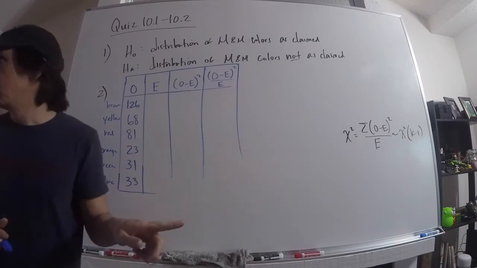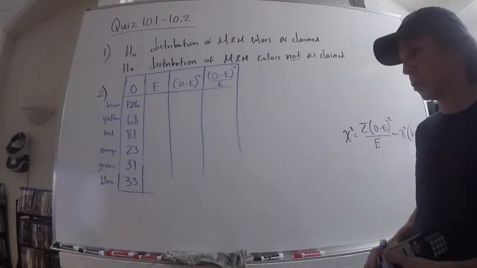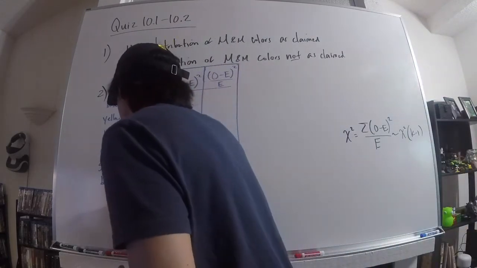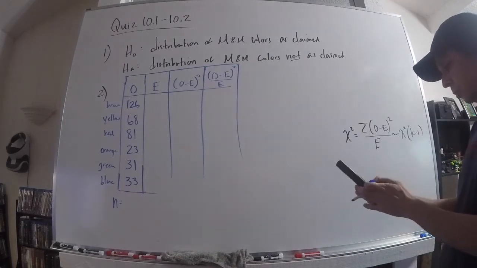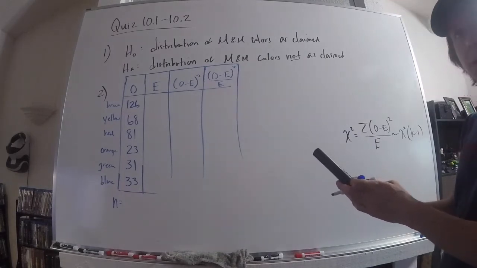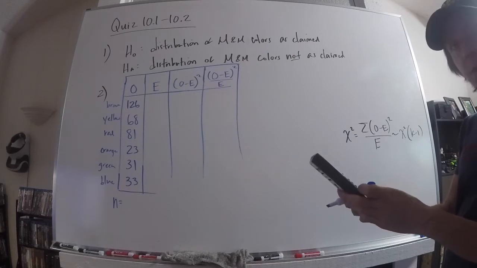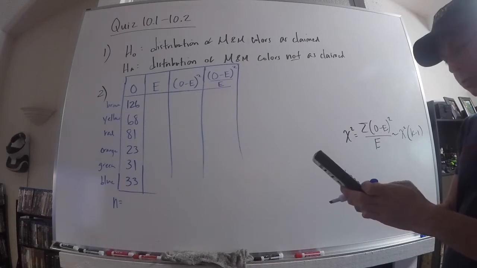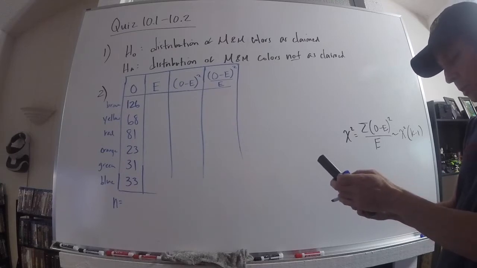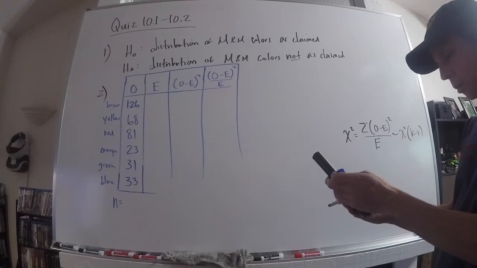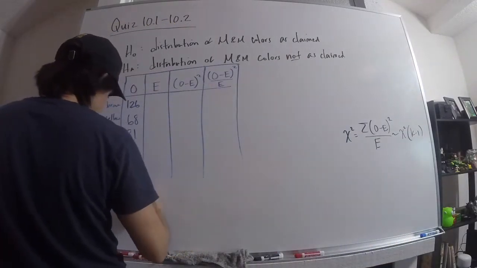Did it give us a total? No. So we've got to total this up ourselves. We've got to figure out how many M&Ms are in our sample. That's our N, whatever I get when I sum L1 after I put my data into L1, which I did not. 126, 68, 81, 3, 31, and 33. What am I doing? Summing L1. 362, so there's 362 M&Ms in my sample.